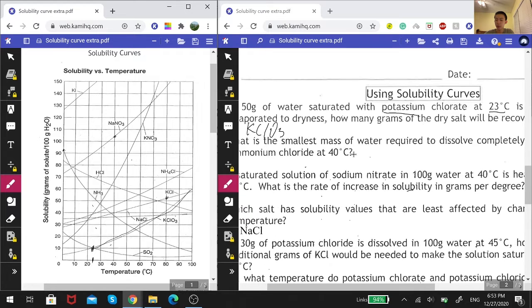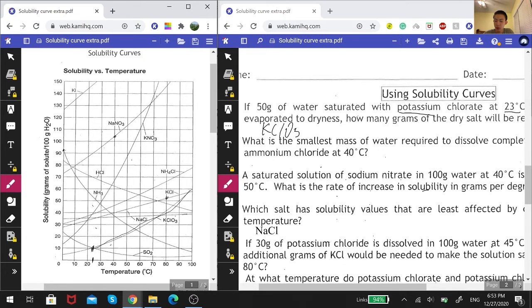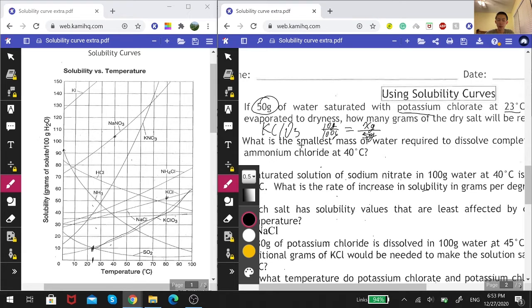And this one we set a proportion. We have 10 grams for every 100 grams of water, which is equal to X, the amount of grams we're looking for, over 50 grams. It said 50 grams of water. So basically dividing by 2, and that gives an answer of 5 grams.